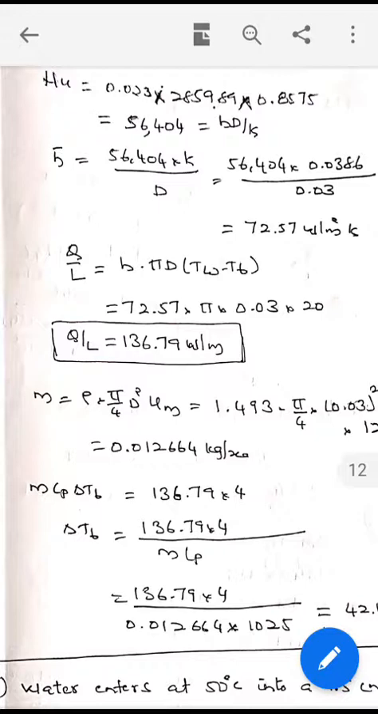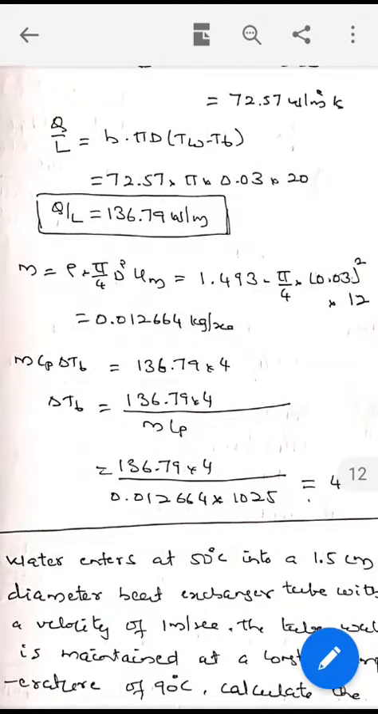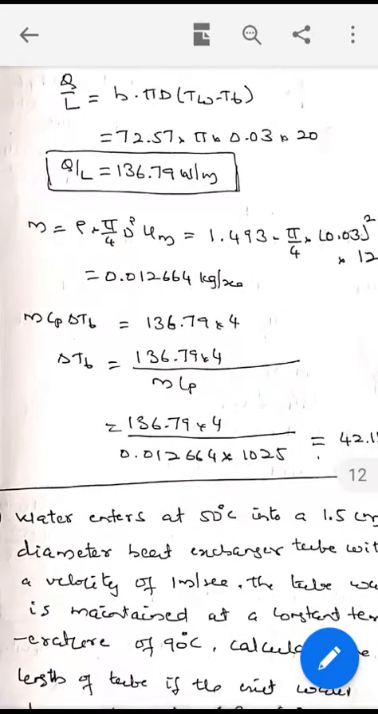Substituting value of h and delta T, you will get Q by L, heat transfer per unit length of the tube, is equal to 136.79 watt per meter. Now find the mass of the air flowing, rho into Ac into Um. You will get 0.0126 kg per second. Now, we know that Q is also equal to m Cp into delta Tb. So, substitute the value of m and Cp. The question is asking for increase in bulk temperature over 4 meter length of the tube.